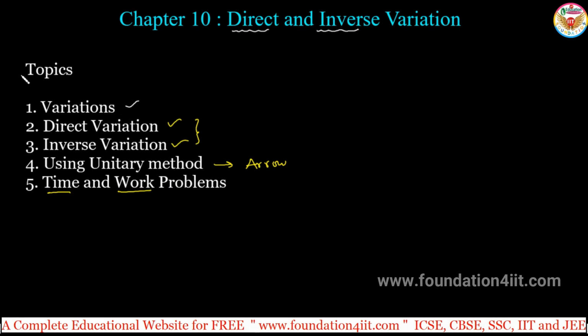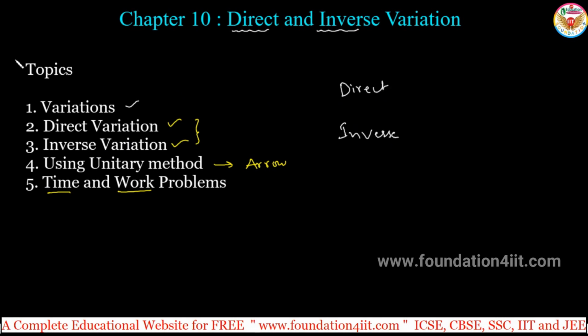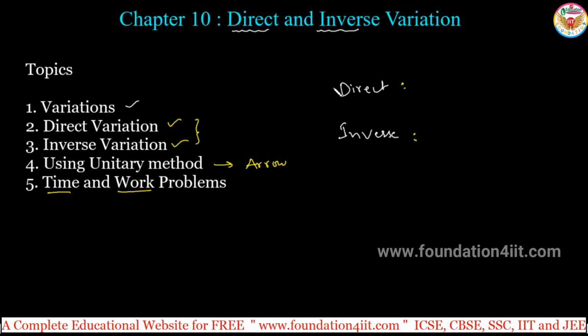First, let us see the variations, right? In this we have two types of variations, direct and inverse variation. When you see direct variation, let me explain briefly first. Direct and inverse. If you see these two concepts, generally two quantities are said to be in variation if a change in one quantity causes a corresponding change in the other quantity.